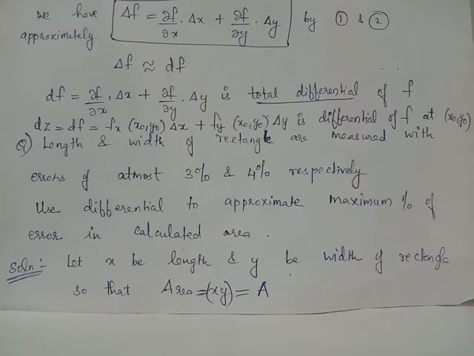Let us solve a problem. Suppose length and width of a rectangle are measured with errors of at most 3% and 4% respectively. Use differentials to approximate the maximum percentage of error in the calculated area.